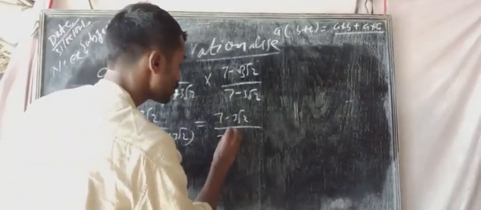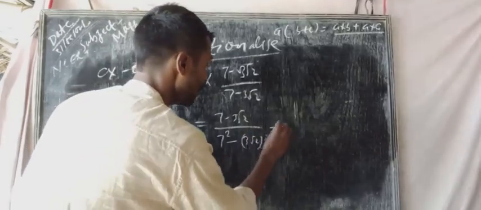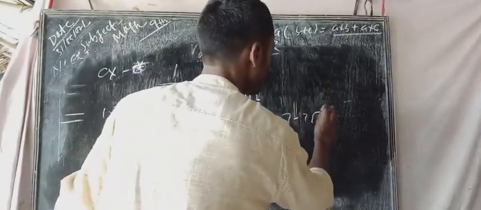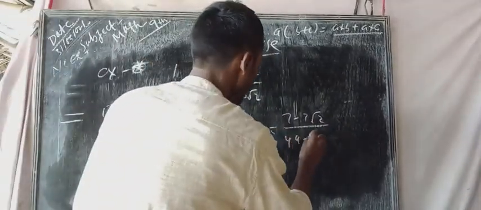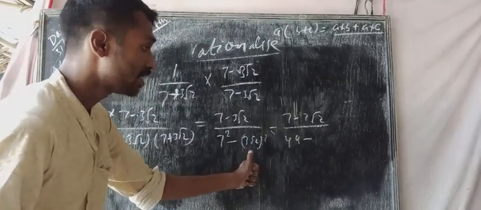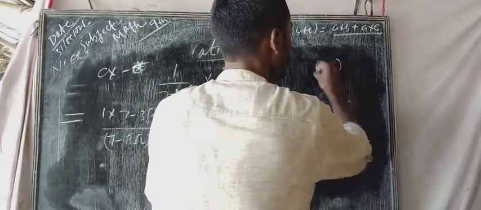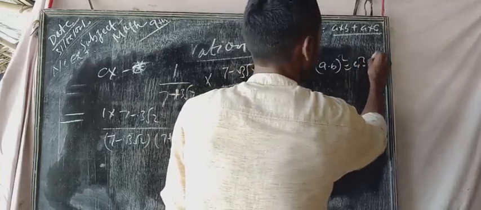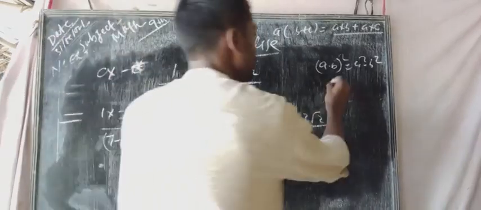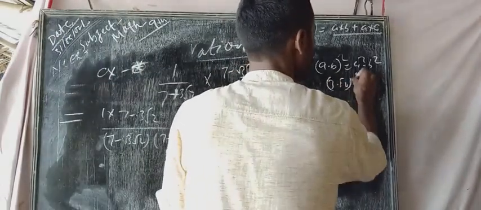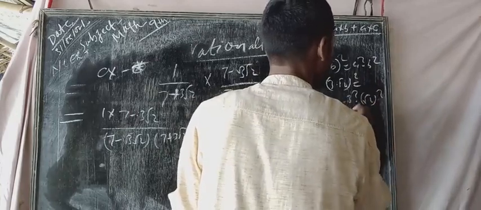So now it is 7 square minus 3 root 2 whole square. It will be equal to 7 minus 3 root 2 by 7 into 7, that means 49, minus 3 into root 2 का whole square. Look here, suppose that a into b का whole square means a square into b square. So similarly we can apply this formula here. That means 3 into root 2 का whole square will be equal to 3 square into root 2 का whole square, which is 9 into 2.